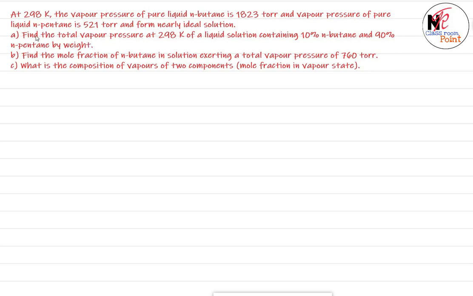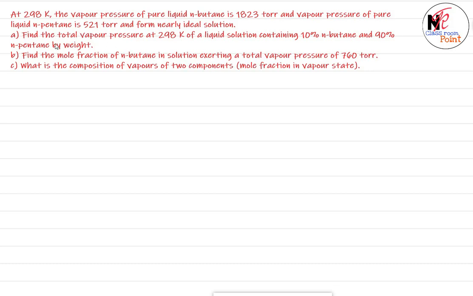After this, they have given three sub-questions. Sub-question A is: find the total vapor pressure at 298 kelvins of a liquid solution containing 10% of N-butane and 90% N-pentane by weight. The second sub-question is: find the mole fraction of N-butane in a solution exerting a total vapor pressure of 760 torr. And the last one is: what is the composition of vapors of the two components, that means the mole fraction in the vapor state they are asking.